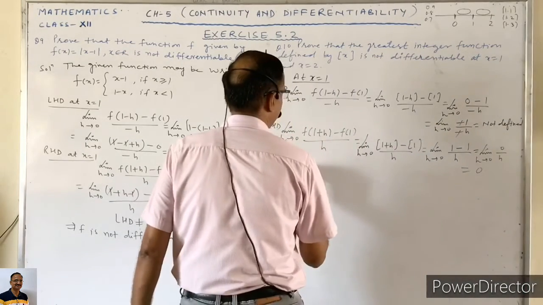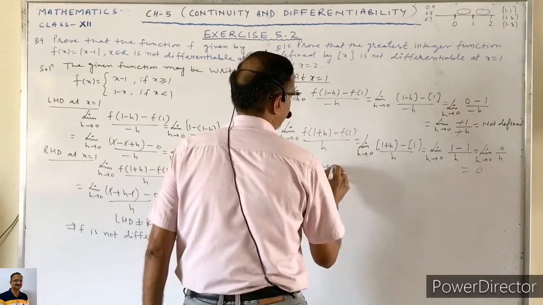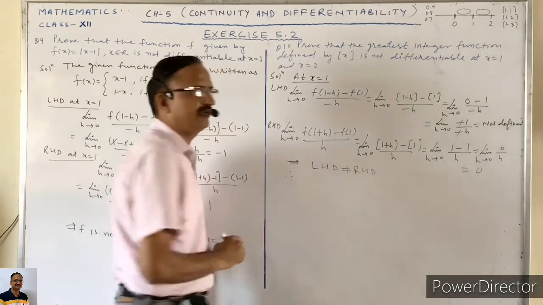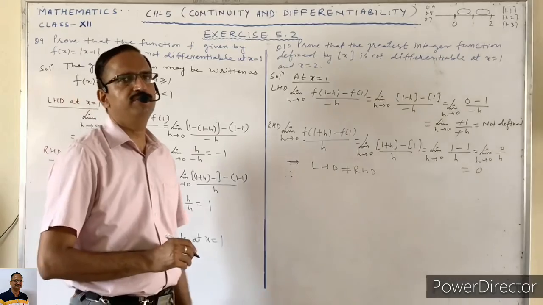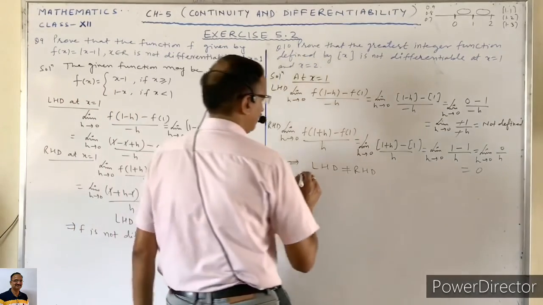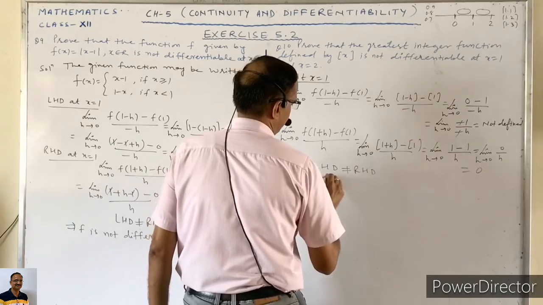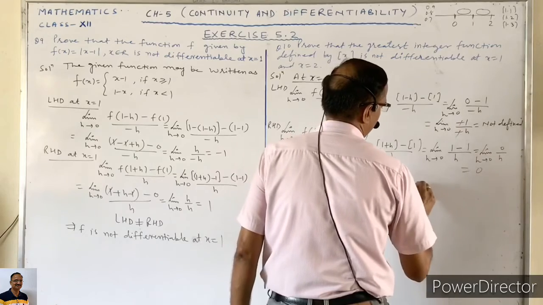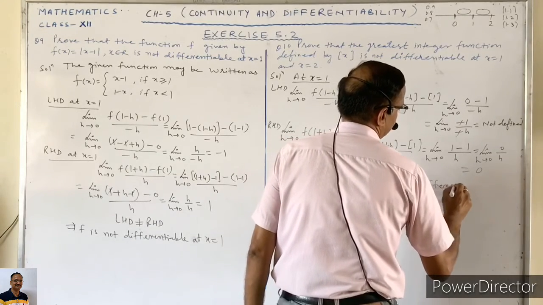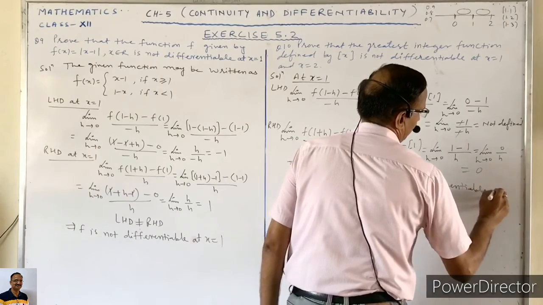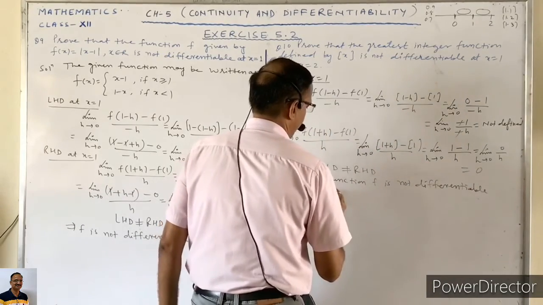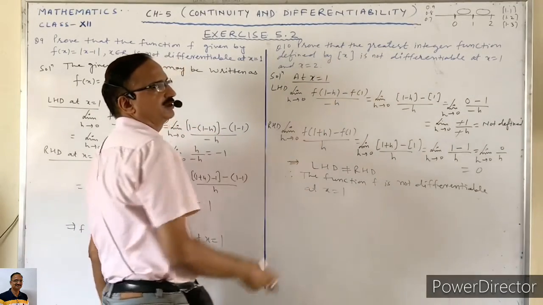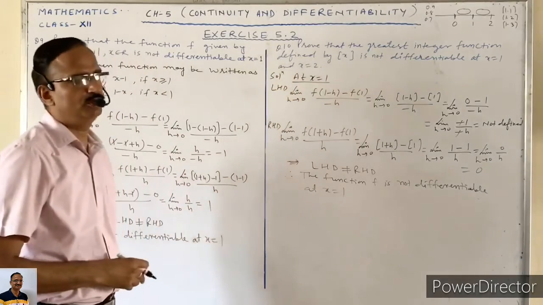This implies that left hand derivative is not equal to right hand derivative. Therefore, we can say that the function f is not differentiable at x equal to 1. Similarly, we can prove that this function is not differentiable at x equal to 2.